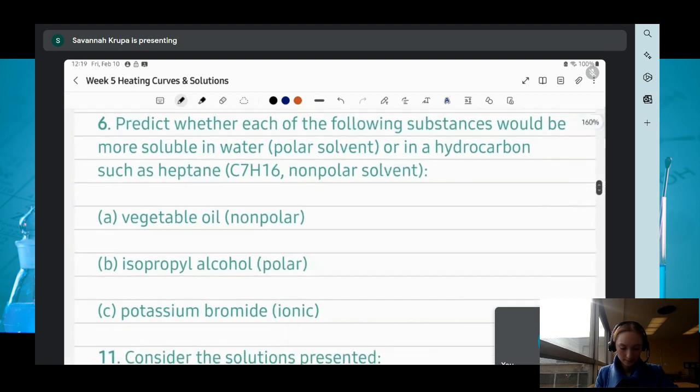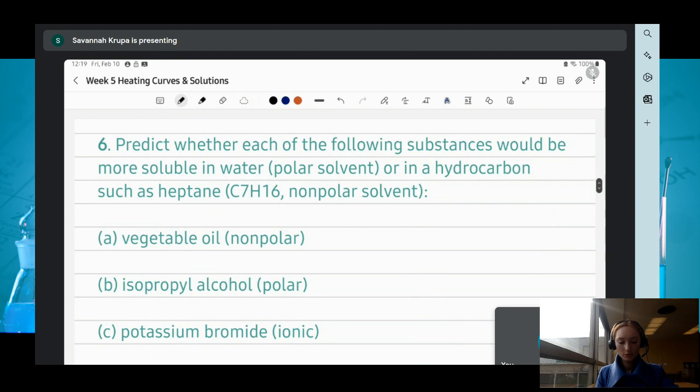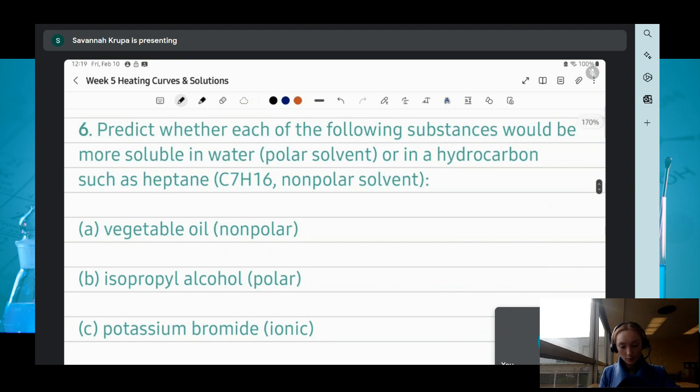So this one says, predict whether each of the following substances would be more soluble in water, a polar solvent, or in a hydrocarbon such as heptene, a nonpolar solvent. So the first one is vegetable oil, and it is nonpolar. Whenever we have a nonpolar substance, it likes to be with nonpolar things as well, because it's very balanced. It doesn't like to mix with polar things because it repels away from it. So the vegetable oil, since it's nonpolar, will like to be in the nonpolar solvent. So heptene.